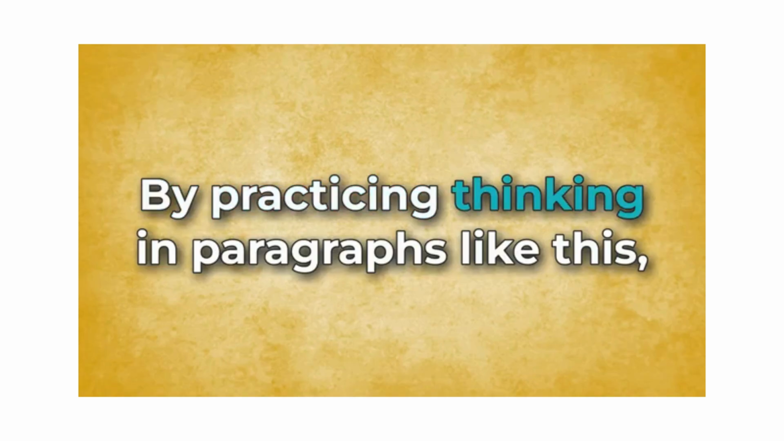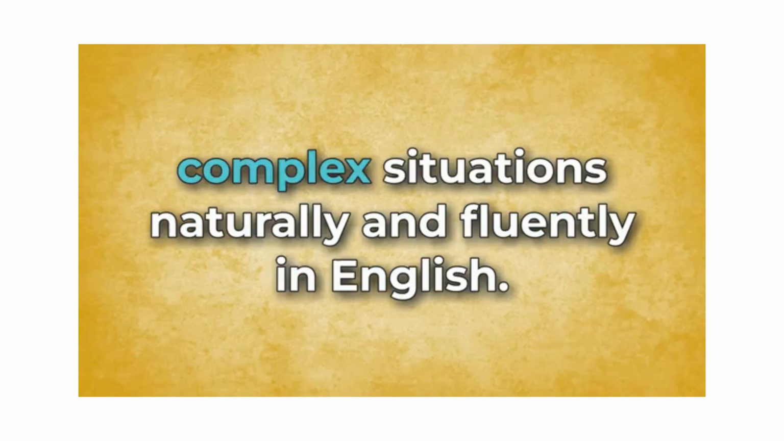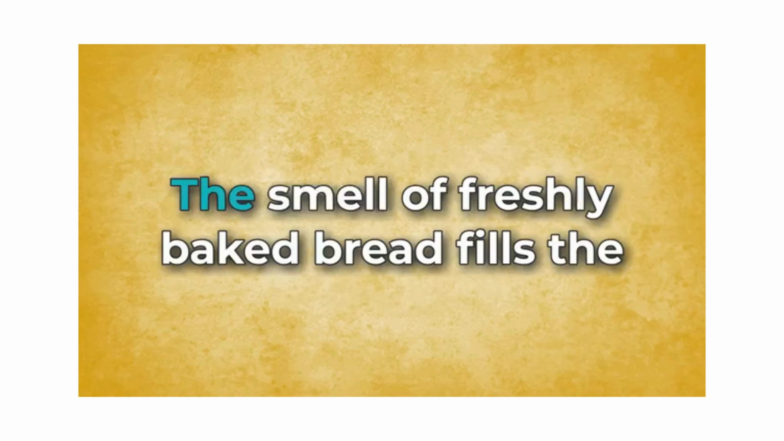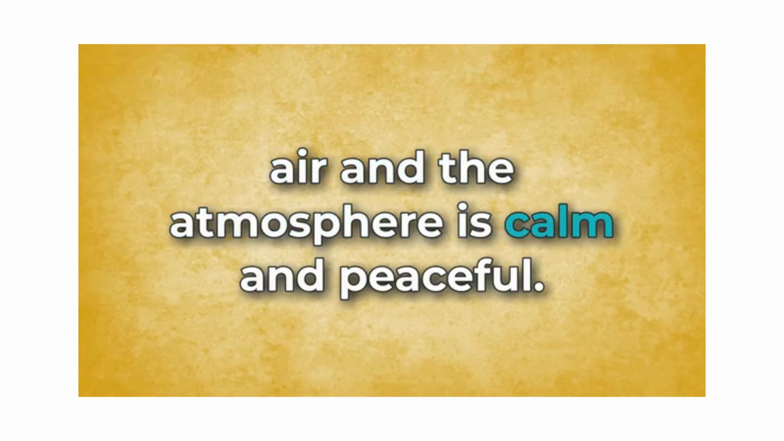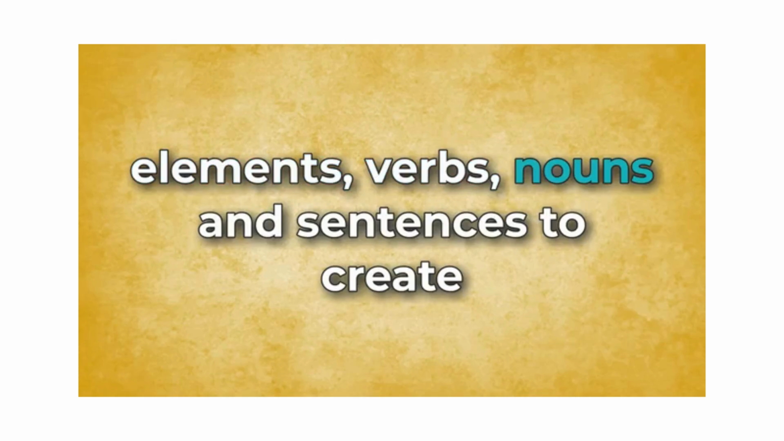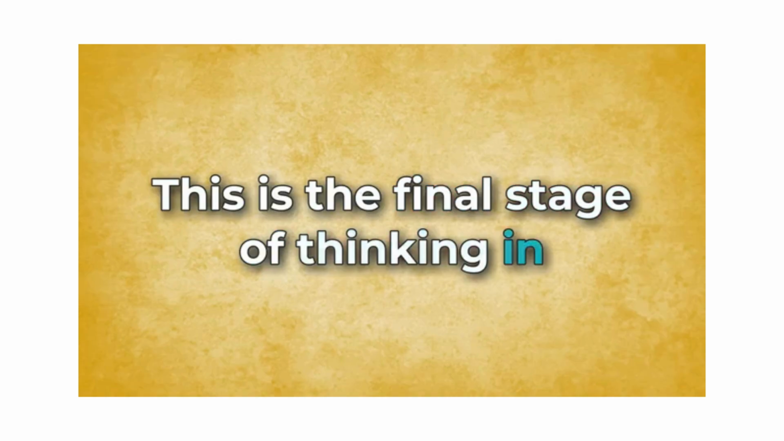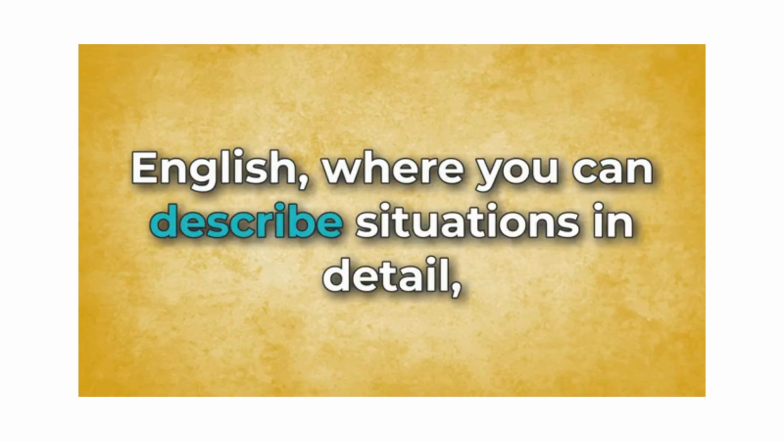By practicing thinking in paragraphs like this, you'll develop the ability to describe more complex situations naturally and fluently in English. The smell of freshly baked bread fills the air, and the atmosphere is calm and peaceful. In this paragraph, you've combined all the elements, verbs, nouns, and sentences, to create a vivid picture of the scene. This is the final stage of thinking in English, where you can describe situations in detail, just as you would in your native language.